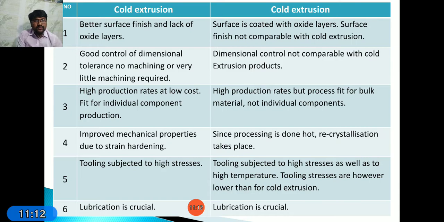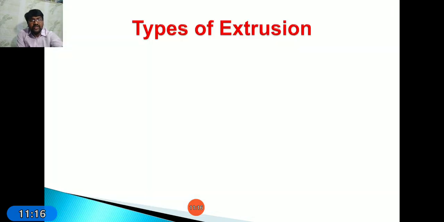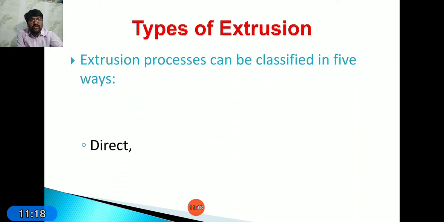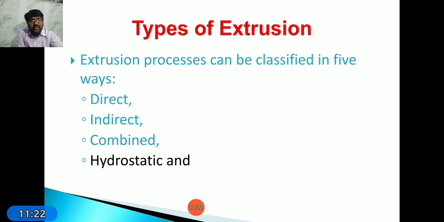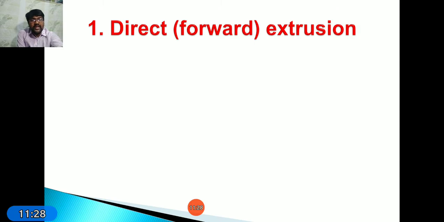Okay, the lubrication in both cases is crucial. Next, coming to types of extrusion: direct, indirect, combined, hydrostatic and impact. These are the different types of extrusion process. Coming to the direct extrusion process.